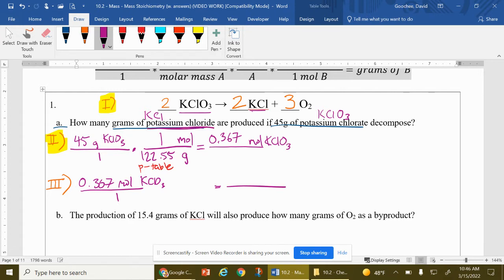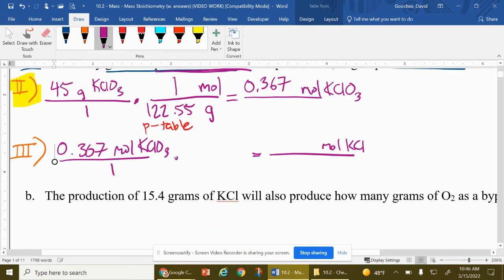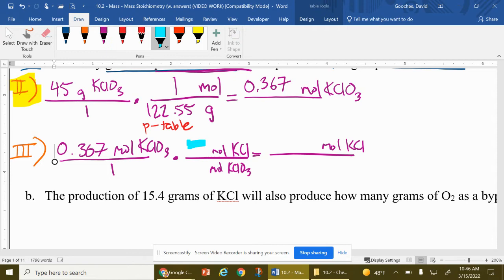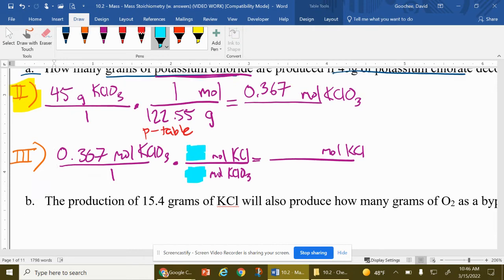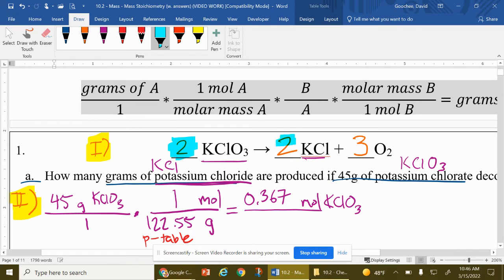So moles of potassium chloride. Now you might be saying, but Mr. Gucci, don't we want grams of potassium chloride? Yes, eventually. But for now, we need to figure out the moles first. So here we go. We want to get out of moles of KClO3 and into moles of KCl. Where do these numbers come from that make this work? Well, they come from the balanced equation up above. So in this conversion, we have to use the balanced chemical equation.